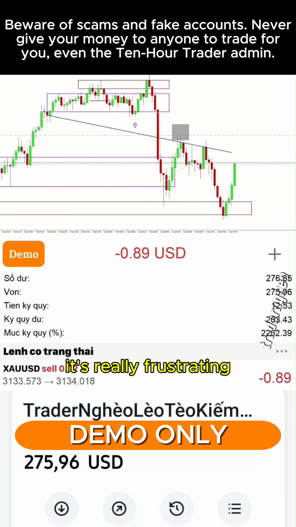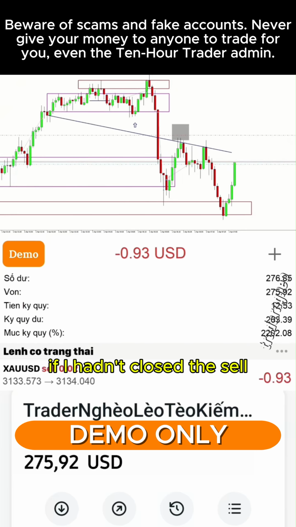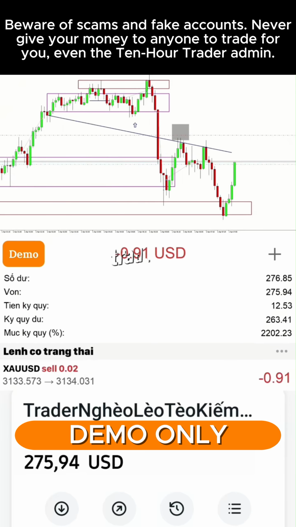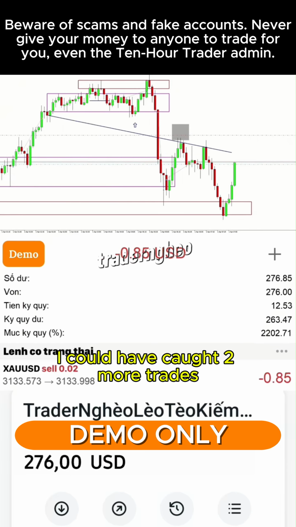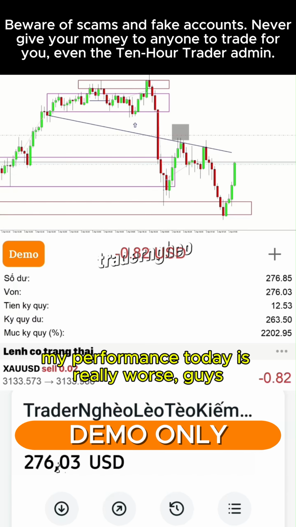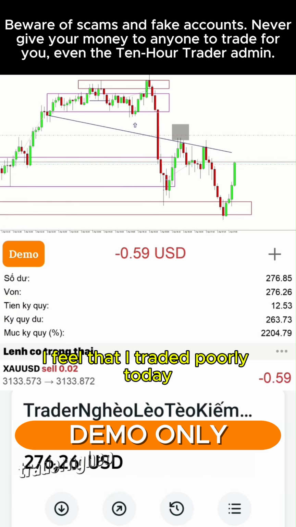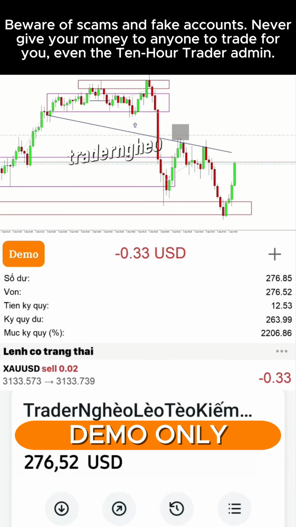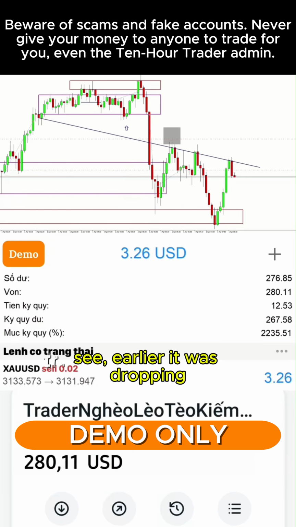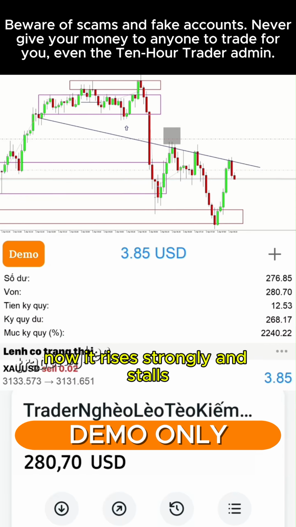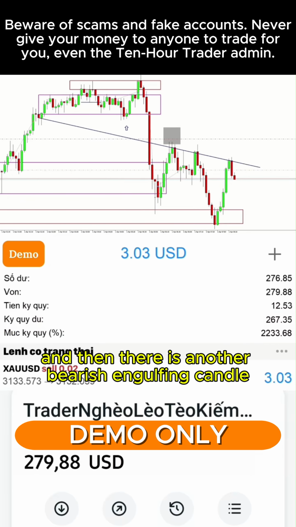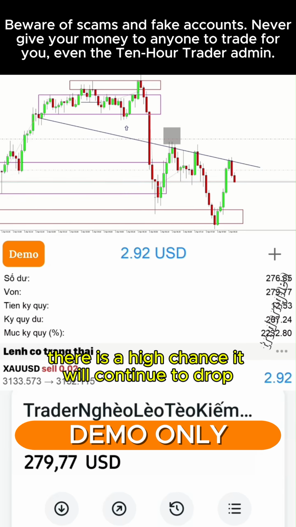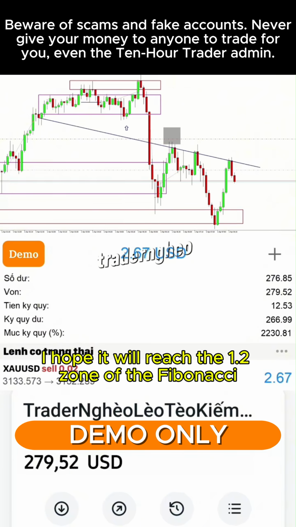It's really frustrating. If I hadn't closed the sell and switched back to buy earlier, I could have caught 2 more trades. My performance today is really worse, guys. I feel that I traded poorly today. Has anyone experienced the same situation? See, earlier it was dropping, now it rises strongly and stalls, and then there is another bearish engulfing candle. There is a high chance it will continue to drop. I hope it will reach the 1.2 zone of the Fibonacci trend base.